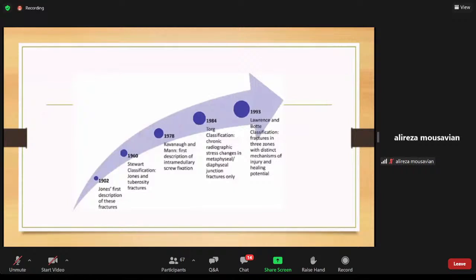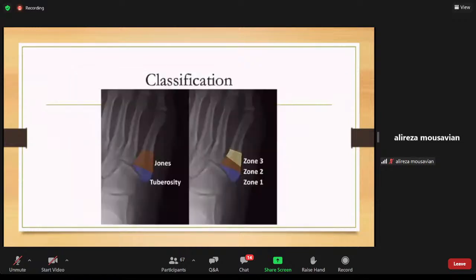So in this picture, you can see the milestones of the Jones fracture. In 1902, Sir Robert Jones first described this type of fracture. In 1960, we have the Torg classification. 1978, Roger Mann described the intramedullary screw fixation. 1984, we have the Torg classification. And 1993, we have the Lawrence classification.